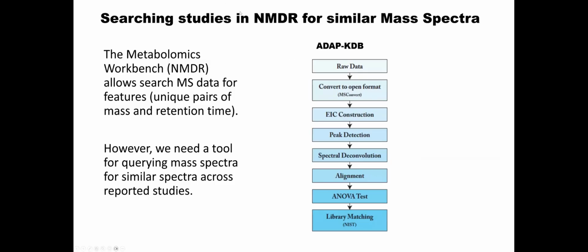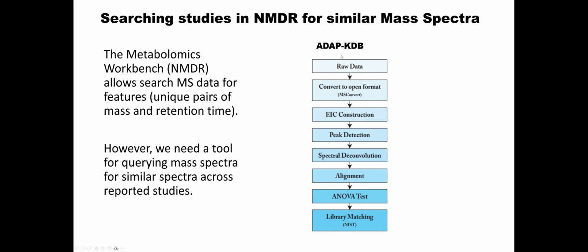If you want to search for unique mass spec in NMDR, in fact, the Metabolomics Workbench houses the National Metabolomics Data Repository, which is part of the Workbench. The Workbench is more than just a database. It can include tools and user interfaces. We have a user interface, for example, to search for mass spec data or features across all the hundreds of thousands of mass spec studies that we have.